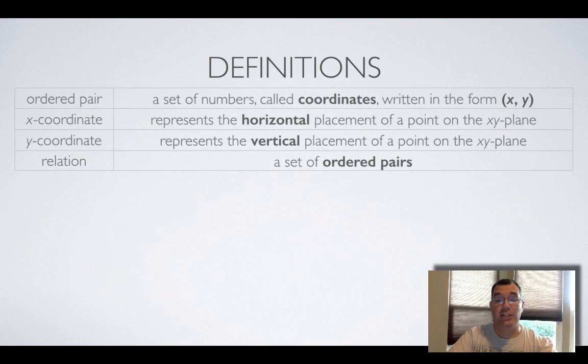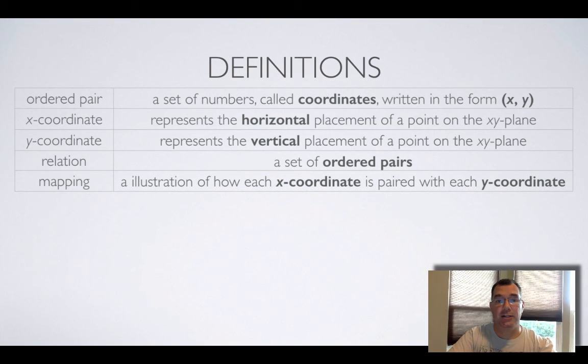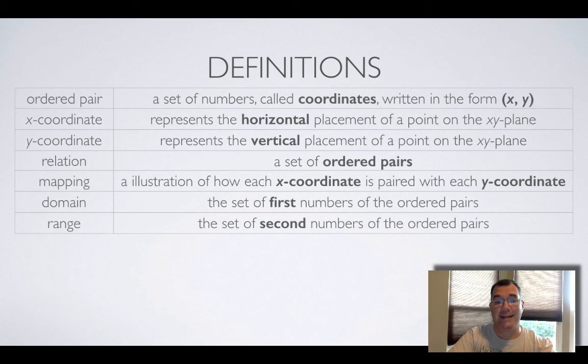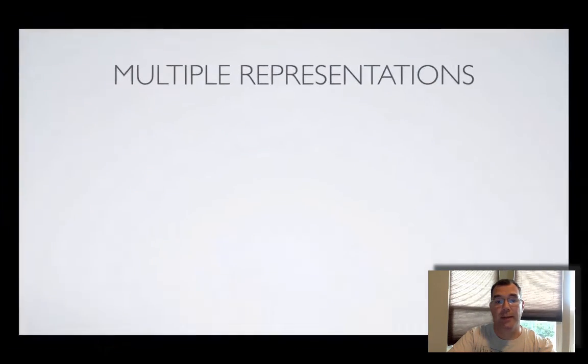A relation is just a set of all of those ordered pairs. That's all it is. A bunch of x's and y's paired together. A mapping is going to be another illustration of a relation, and it just shows how each x-coordinate is paired or mapped with each y-coordinate using arrows. The domain of a relation is going to be all the x's, the first numbers in the ordered pairs, and the range is going to be the second numbers in the ordered pairs.